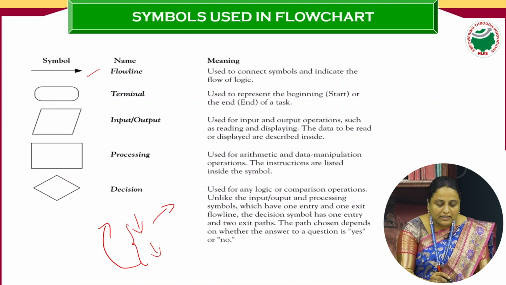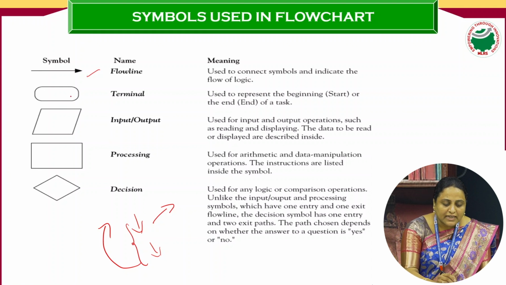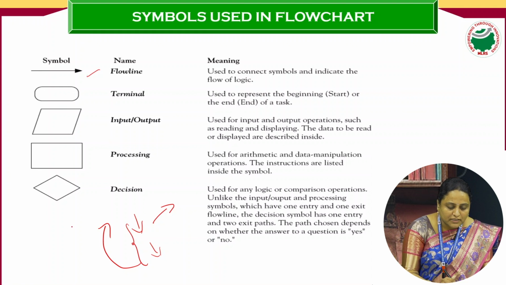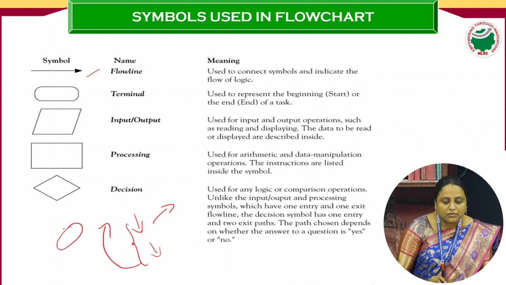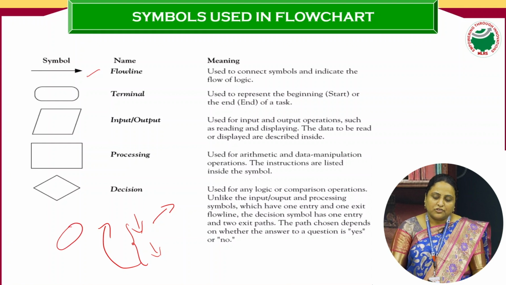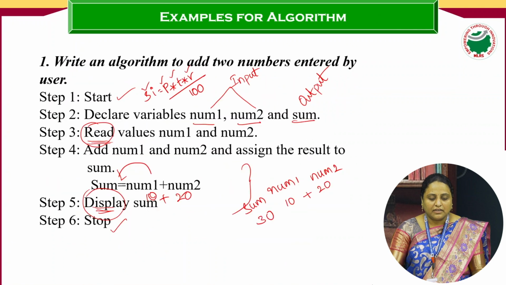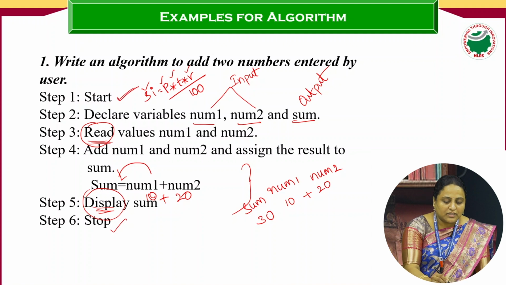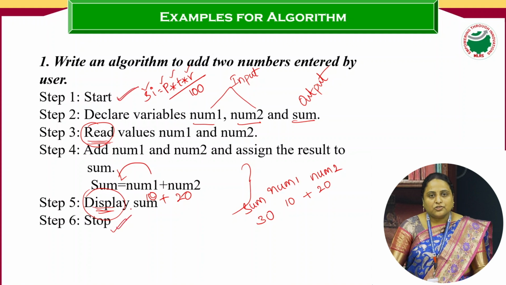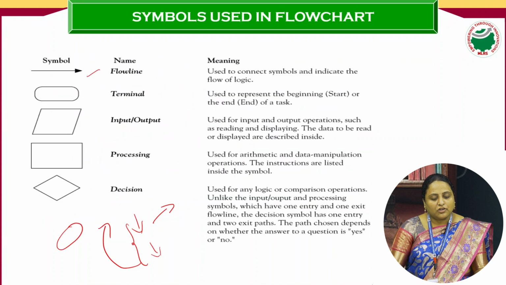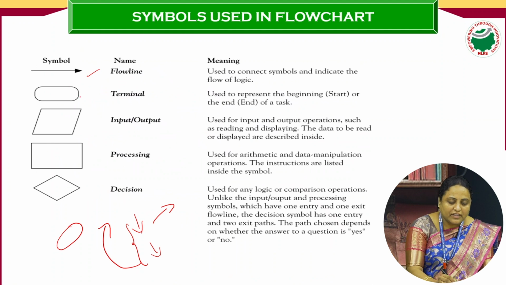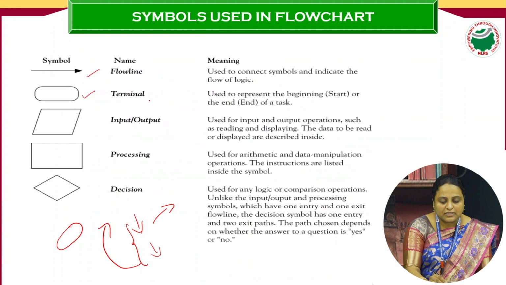Okay, and the next one is an ellipse here, or you can represent it using an oval also. This is called a terminal. In your algorithm we have already seen start and stop. To implement that start and stop in the form of a diagram, we need this symbol, which is called a terminal. The same symbol is used for both start as well as stop.